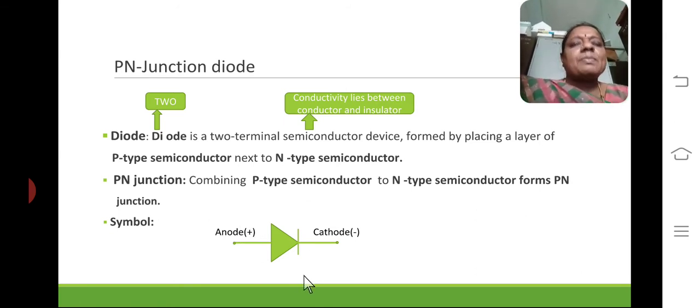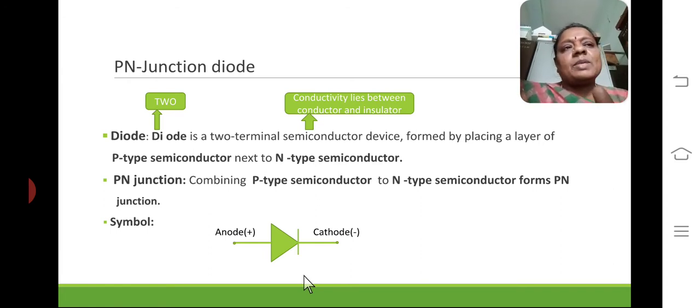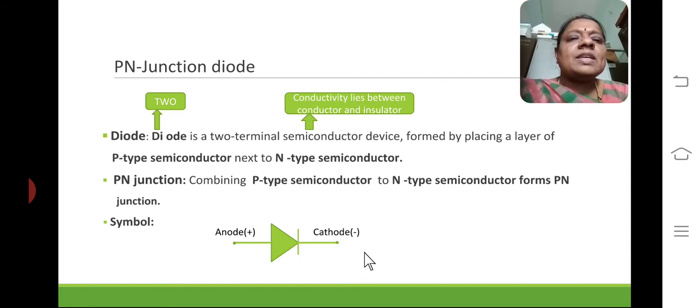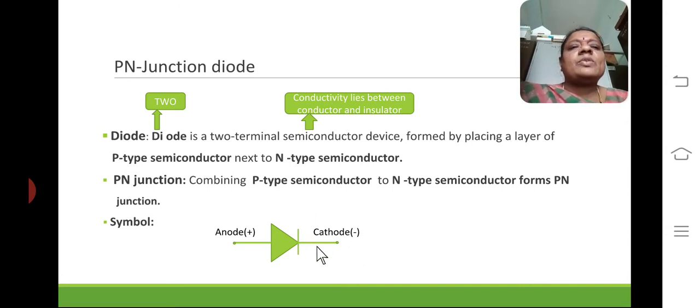Okay, when it is combining, it forms a junction that is called a p-n junction. In detail also we are going to study the p-n junction in the next class. So let us hope all of you understood what you mean by the p-n junction diode, and this is the symbol of a p-n junction diode. Remember that this is a triangle with a vertical line. This vertical line is taken as the cathode and this line is taken as the anode.